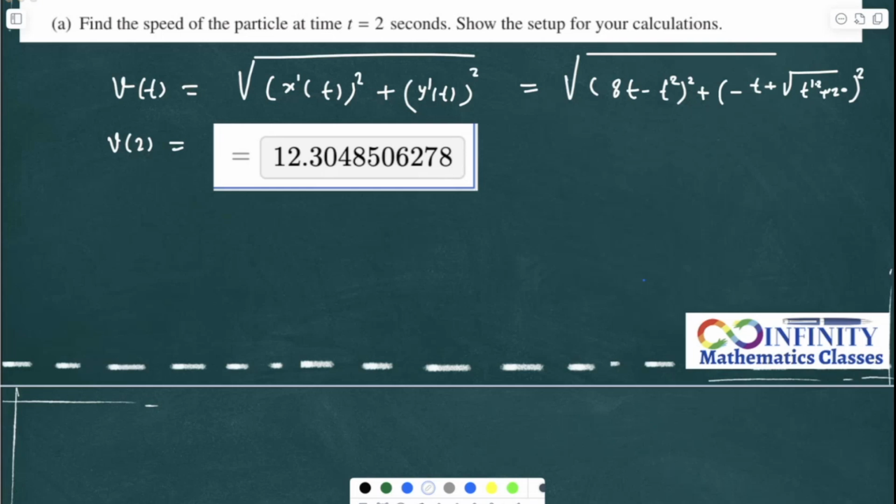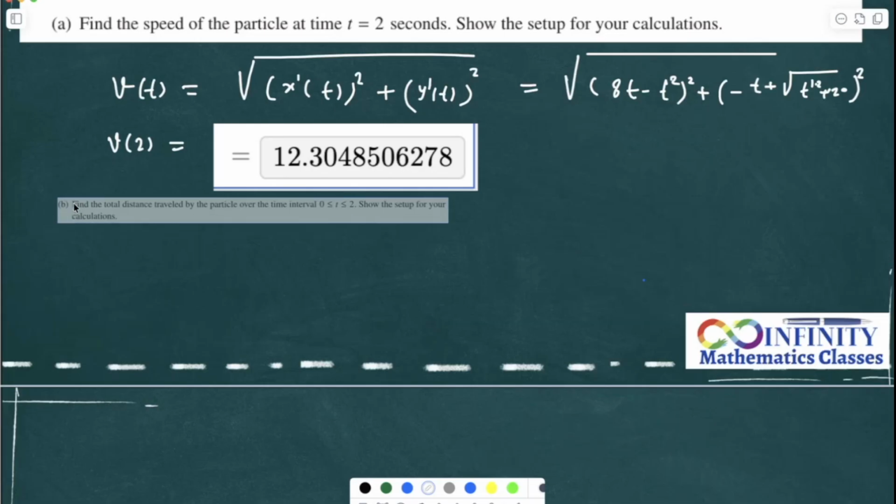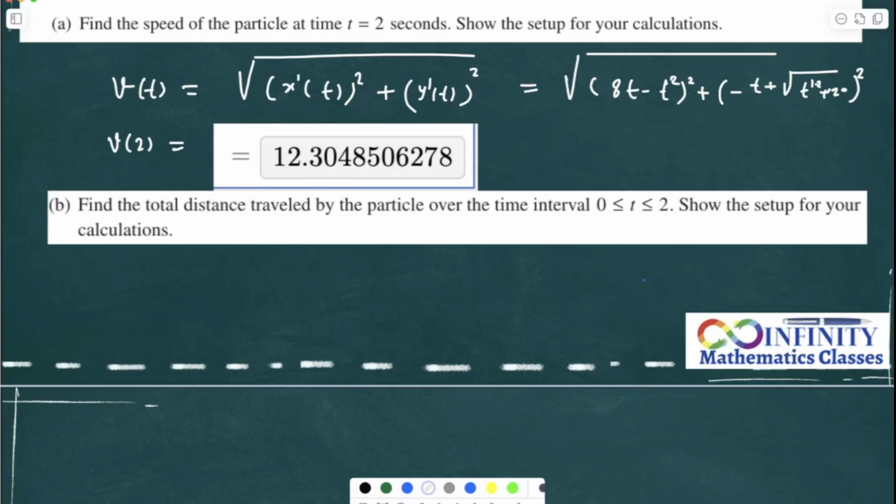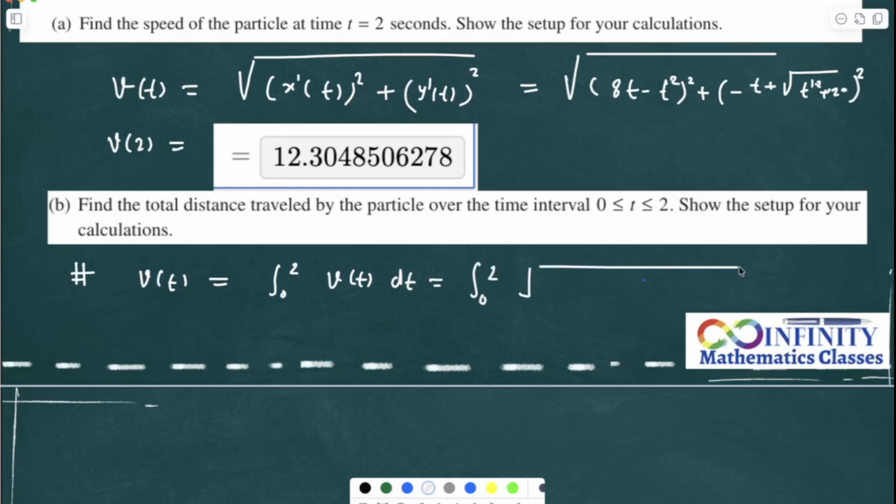Is it difficult? The second part is also easy. You need to find the total distance covered. The total distance covered can be obtained using the integral. You need to simply integrate from 0 to 2 of v(t) dt. Okay, so 0 to 2, I don't have any issue. v(t) is this integral part, and then dt. Am I right?